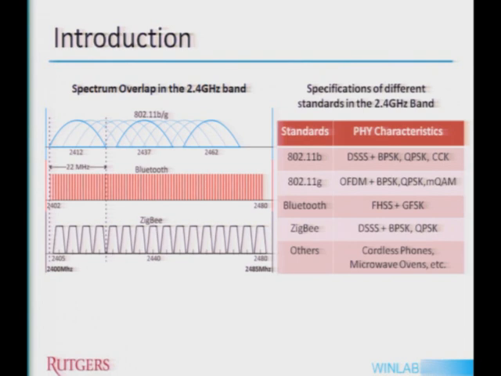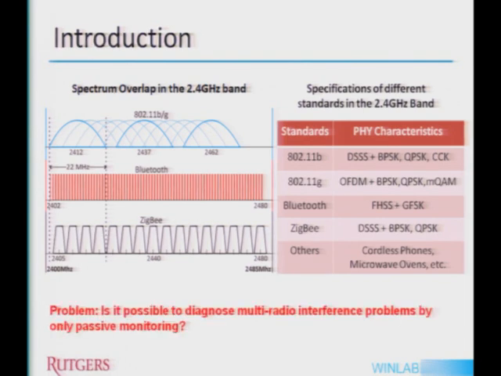So the problem statement for this research is essentially: is it possible to diagnose multi-radio interference by only using passive schemes? By diagnose, we mean, if there is a radio of another kind present when you are also transmitting, can you classify what kind of radio that is? And can you tell the user that your problem is due to multi-radio interference compared to something else?